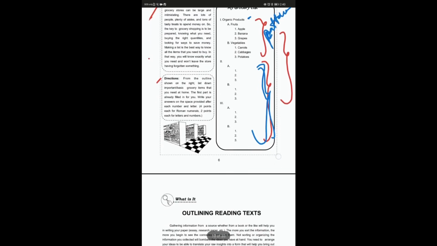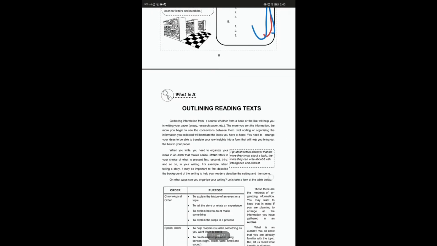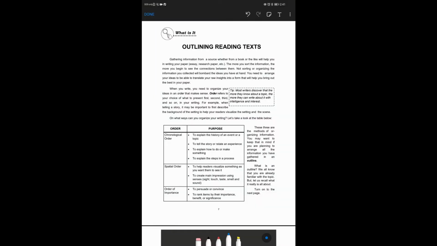Okay, let's continue. Okay, let's begin now. Again, our lesson is outlining reading text.